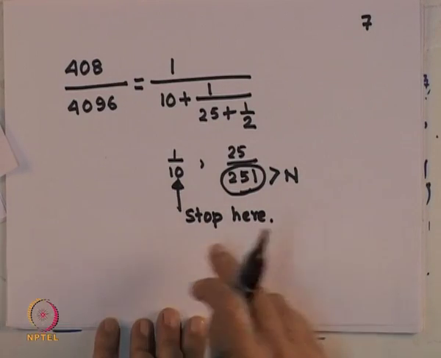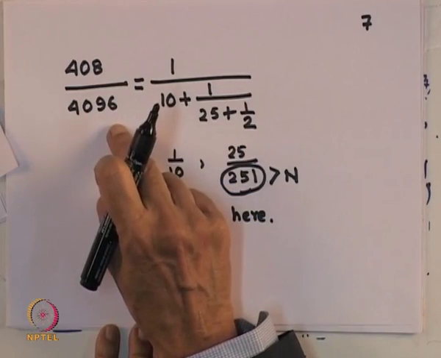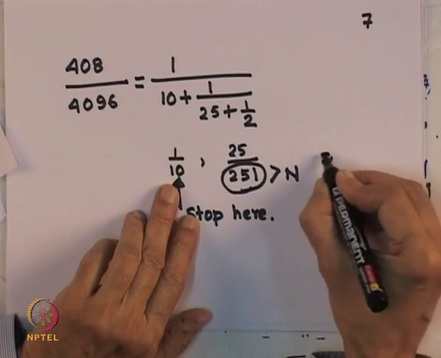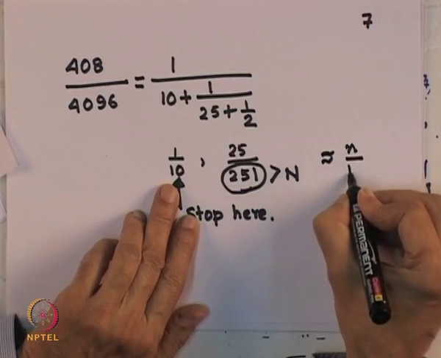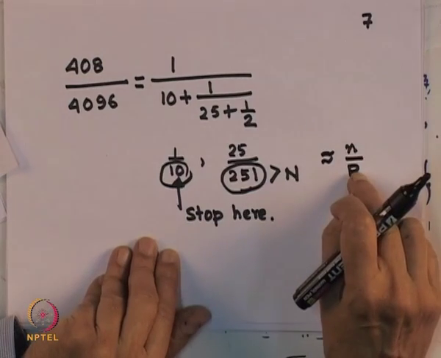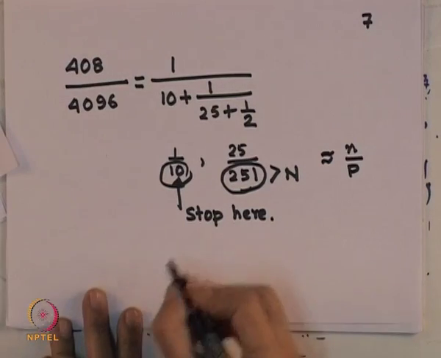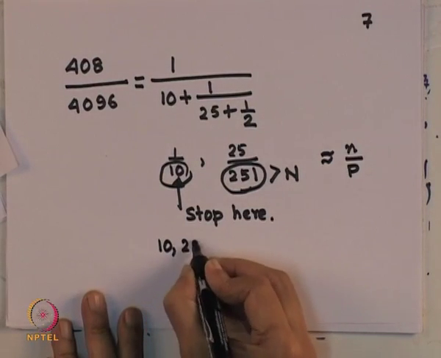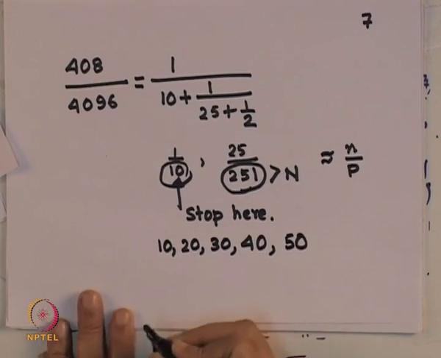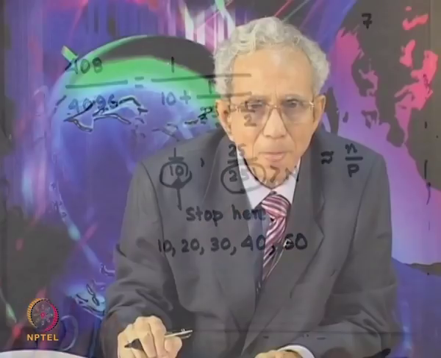Since 1 by 10 is an approximation to this, and remember I am looking for an approximation which is n by p, this number 10 must be a multiple of p, because if there is a common factor between n and p, that will cancel out. And you can immediately see the possibilities are 10, 20, 30, 40, 50. Because after that it will become 60 and will exceed n, and you have to stop.